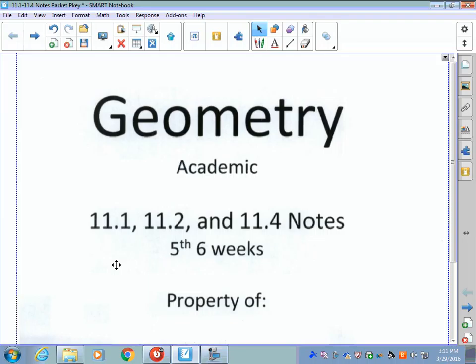Okay, guys, packet. Find your packet. Some of you have already stamped because you did your doodle notes on Friday. Find your packet, get it out. It's 11.1, 11.2, 11.4.